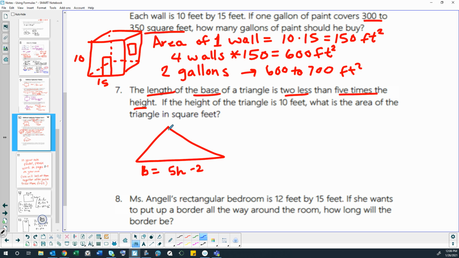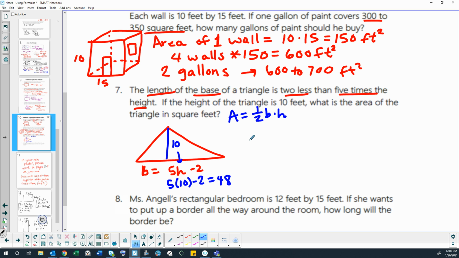Okay, if the height of the triangle is 10, what is the area? In order to find the area, because the formula is 1/2 base times height, we have to know the base and the height. Right now, all we know is the height is 10. We don't know yet what the base is because we need to plug that number in and find it. So the base, which is 2 less than 5 times the height, will be 5 times 10, 50, minus 2. So 48 for the base.